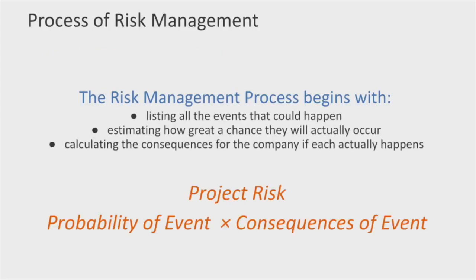So, if we think about it, the risk management process really begins by listing all these events that we've just done, estimating the chance that it's actually going to happen, and calculating the consequences. If we think about statistics, project risk is really a function of the probability of the event happening times the consequences of the event. So if something's highly probable but it has few consequences, it's not that important. But if it's not very probable but has huge consequences, it can get very important. So this magic combination of probability and consequences needs to be assessed for each risk item to determine where it should fit in terms of our collective consciousness with regards to planning for risk.